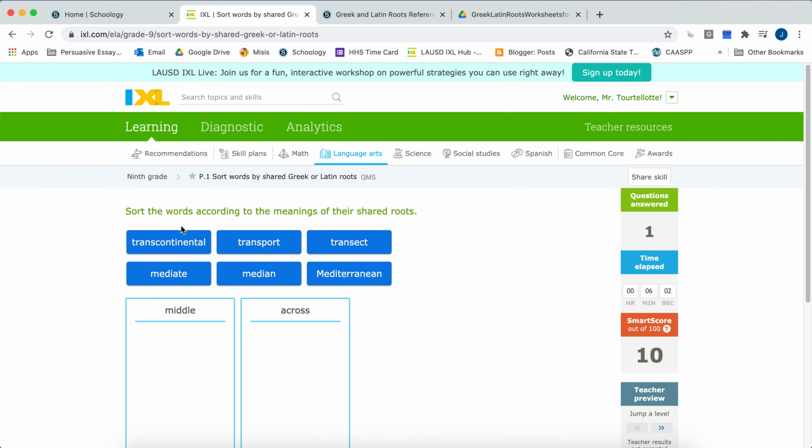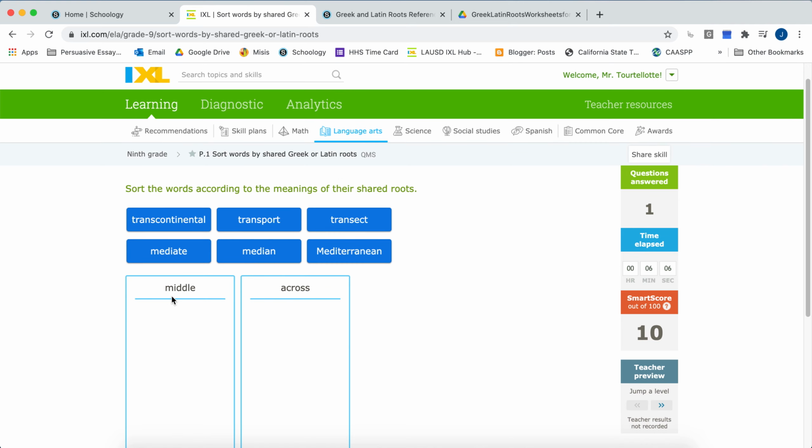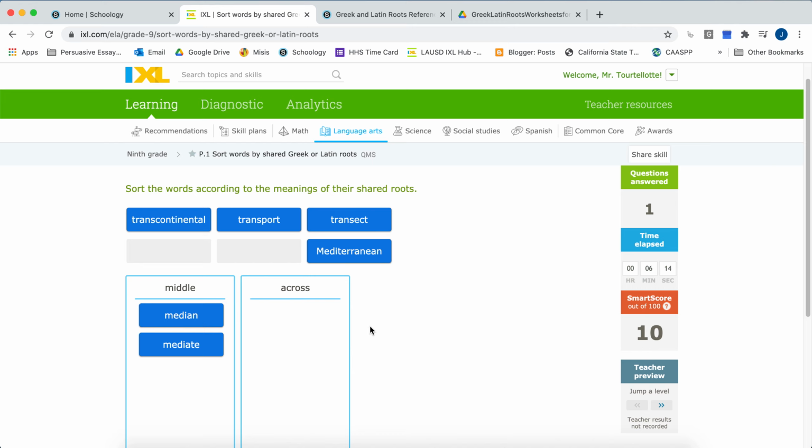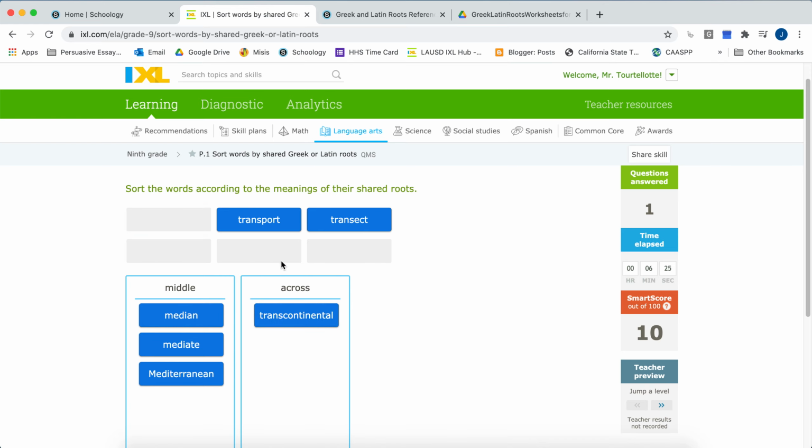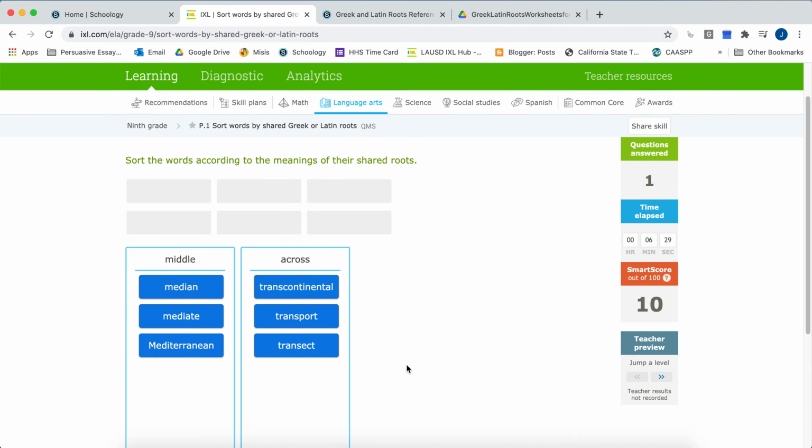Good. Sort the words according to the meaning of their shared roots. All right, so middle and across. Well, median is in the middle. Mediate means I negotiate between two people to find a middle ground. And Mediterranean is actually a sea that's in the middle of a bunch of land masses. And then across: transcontinental means to cross something. Transport means to go across. Transect means to go across.